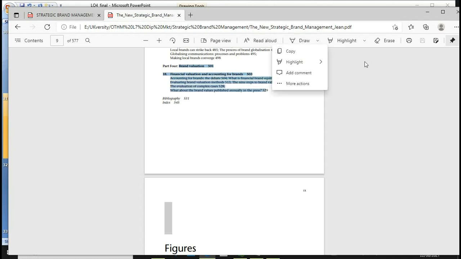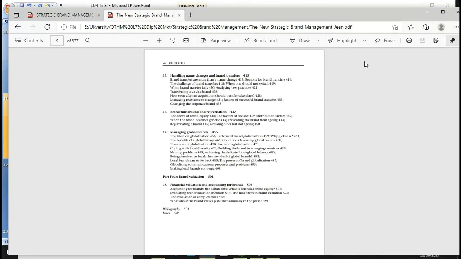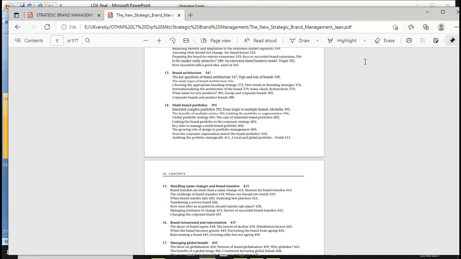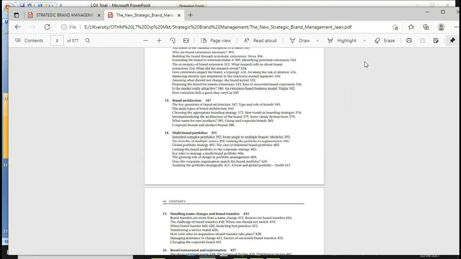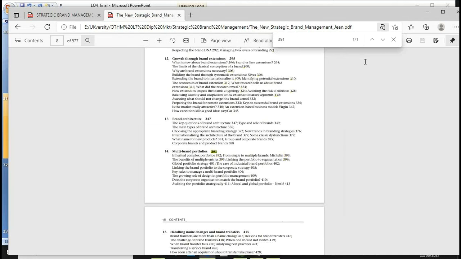Here we're looking at brand evaluation, which is the performance of the brand, from page number 501. Please make sure to read it before the next lesson, which would be good. Also handling change of the brand and brand name. We discussed brand architecture, how we can group and sub-brand, so it's quite good to look at brand architectures on page 347, and multiple brands on page 391. If you read all these pages, there are a lot of case studies.